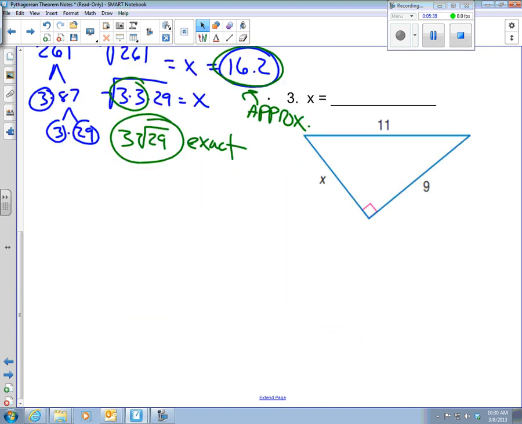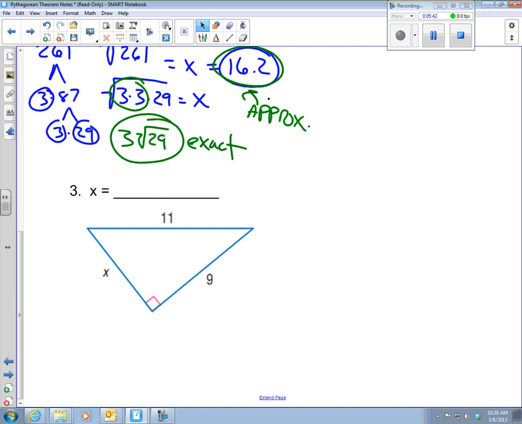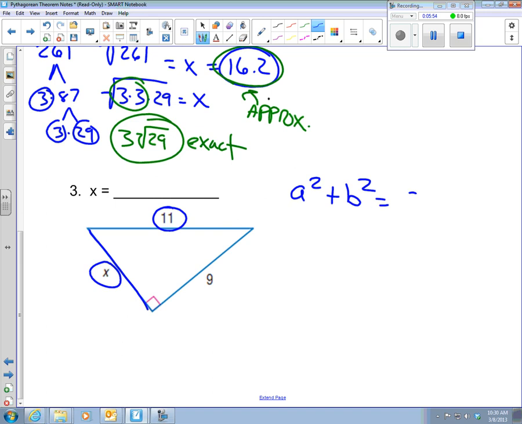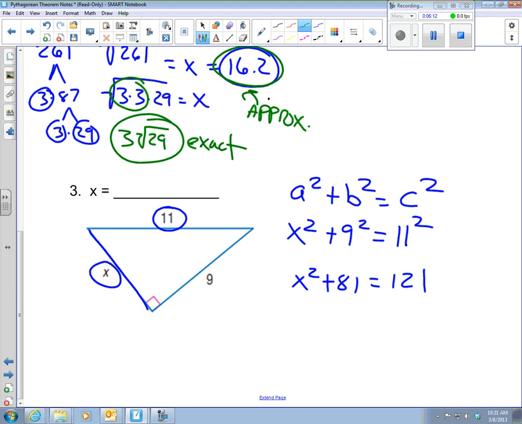Let's go down here. We're looking for this side x again. This is one of our legs now. 11 is actually our hypotenuse. So when we do this problem, a squared plus b squared equals c squared, I'm going to get x squared for the a plus 9 squared equals 11 squared. So x squared plus 81 equals 121. And then we solve this equation. Subtracting 81 from both sides, I get x squared equals 40.